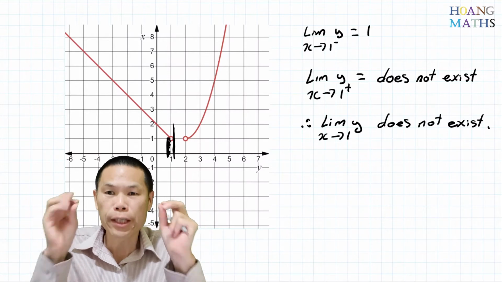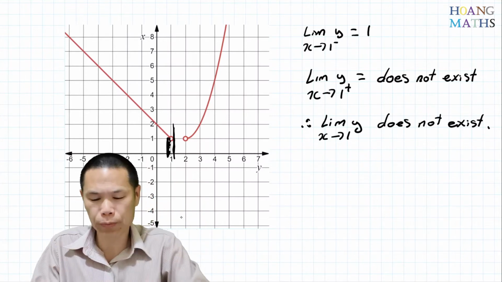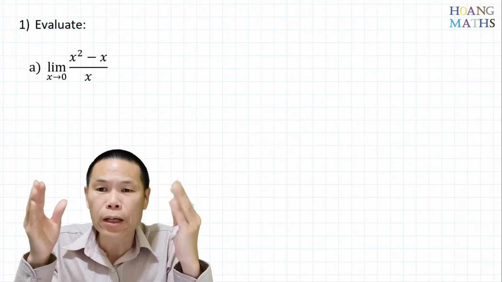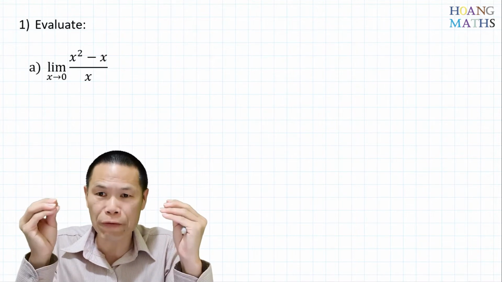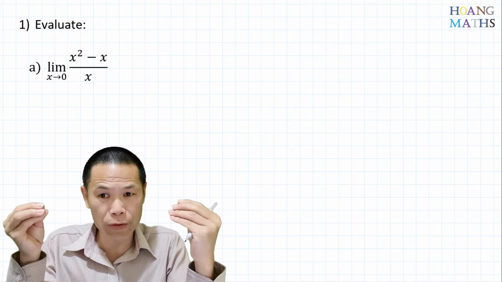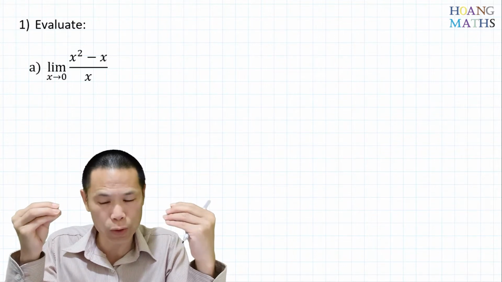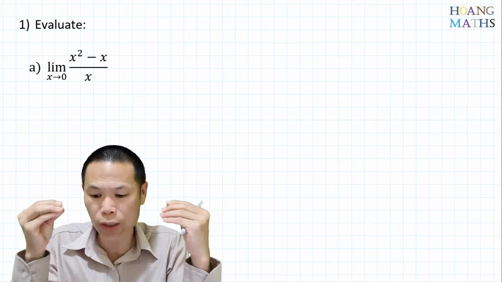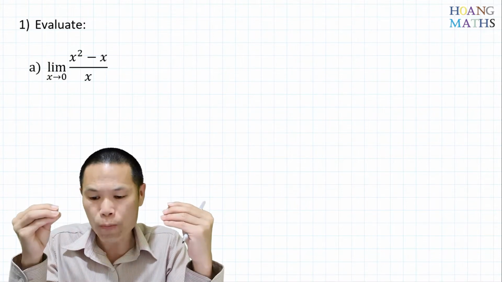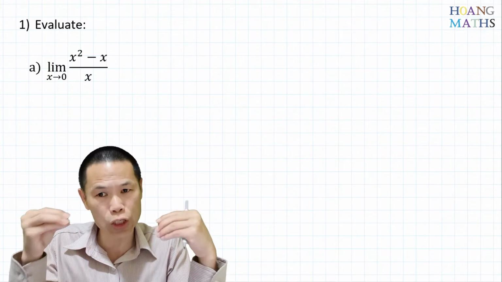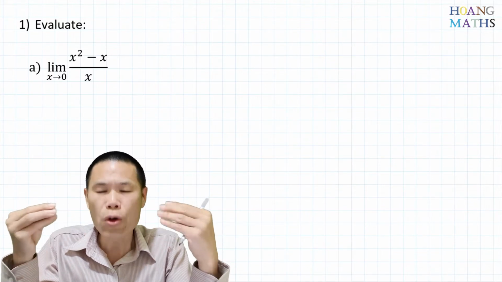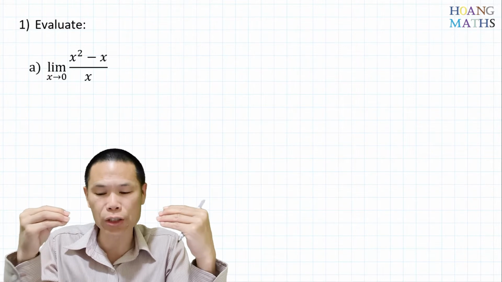There you go. So let's go through a few examples. For the first one, to find the limit, we need to simplify first, and then we can substitute the value in, that is x equals 0. But at the moment you cannot substitute the value in, because if you substitute x as 0, the denominator becomes 0 and you cannot divide by 0. Therefore, we need to simplify the function first.